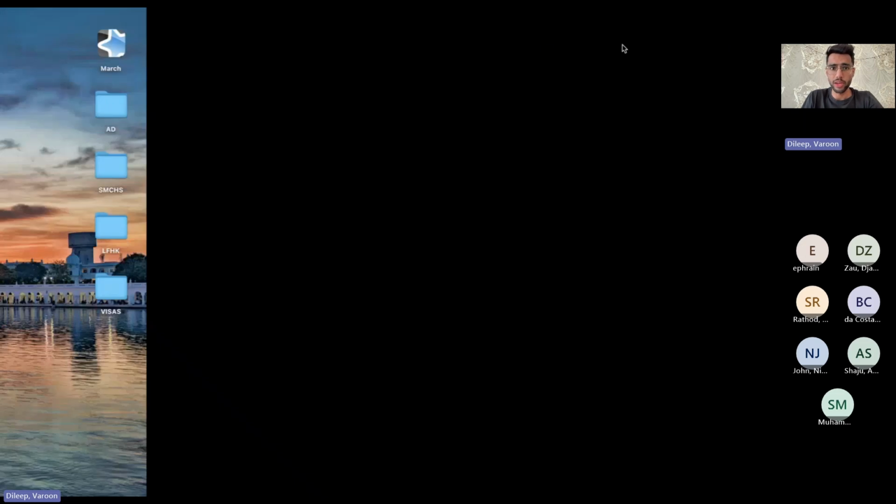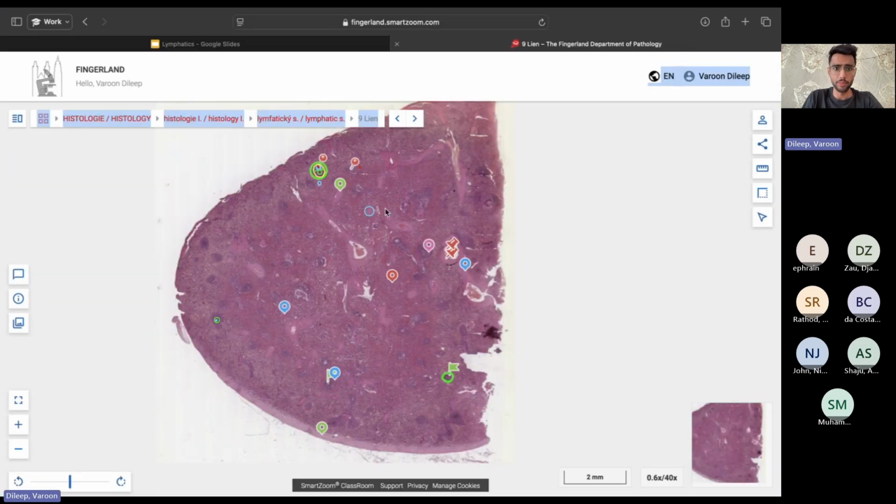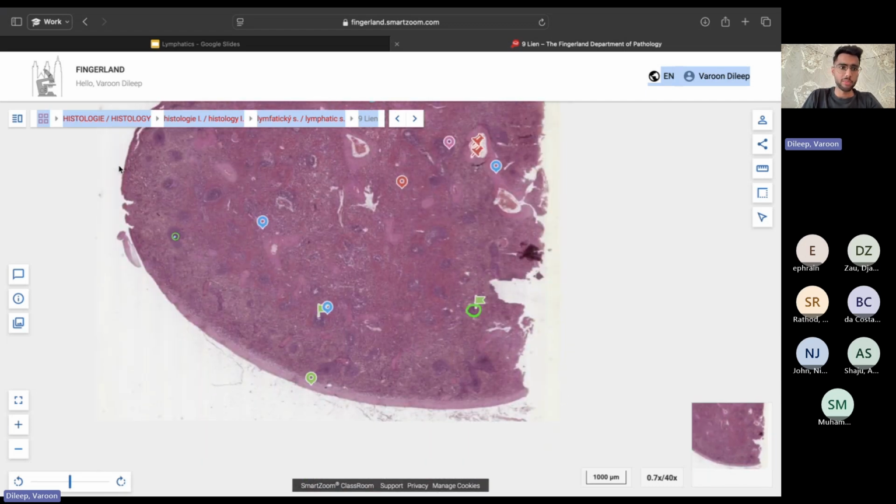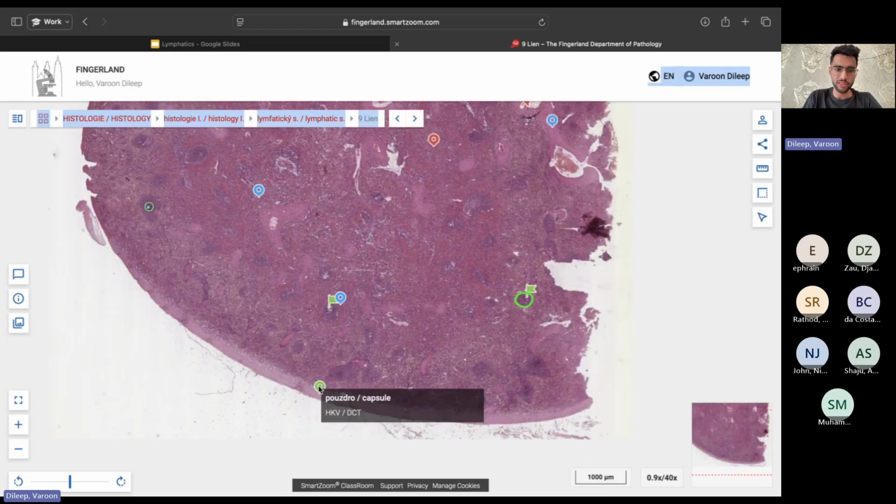Now I'll explain with the slide here, just to recap everything. First, as I mentioned, the spleen is surrounded by a fibrous capsule, which is made up of dense connective tissue. Here you can find this on your slide. This is labeled by the department itself. As you can see, this is the dense connective tissue capsule.